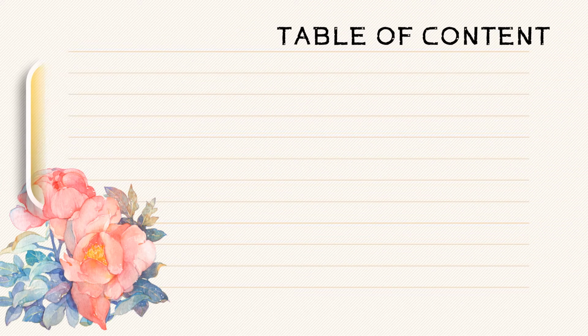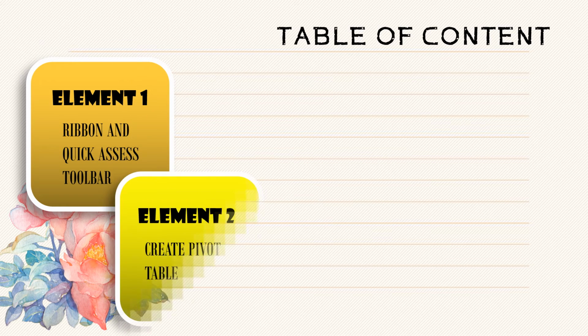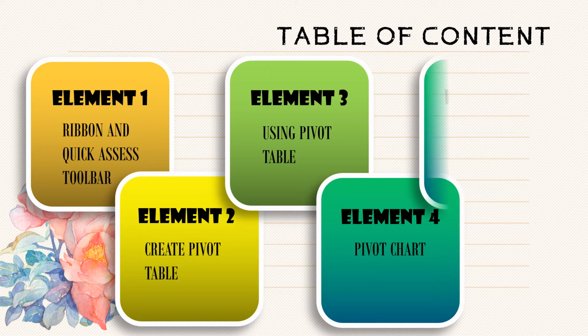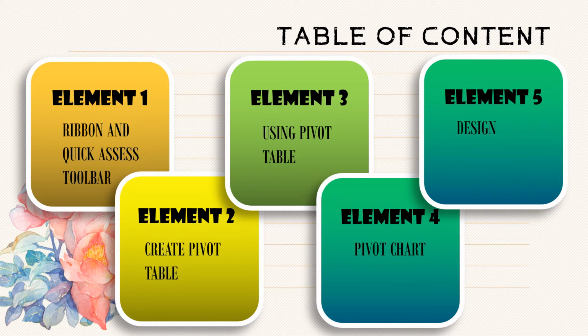Here is my table of contents for today's session. We have 5 elements for your pivot table. Start from the ribbon and quick access toolbar in your Excel. Next, we'll proceed to element 2, where we create a pivot table and see how to use the pivot table. Next, transferring data to a pivot chart and designing your chart.